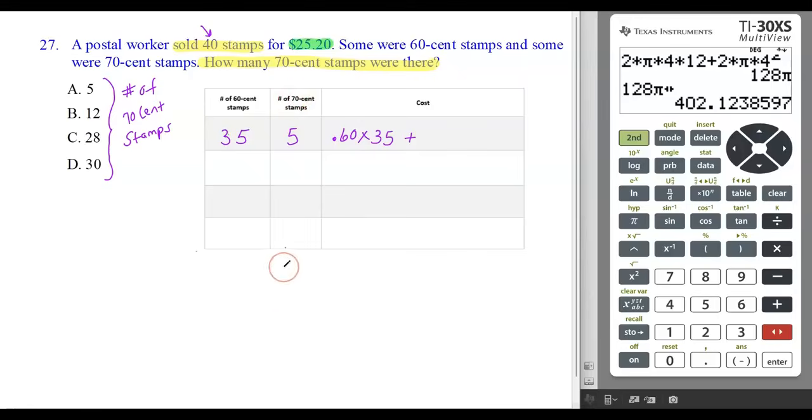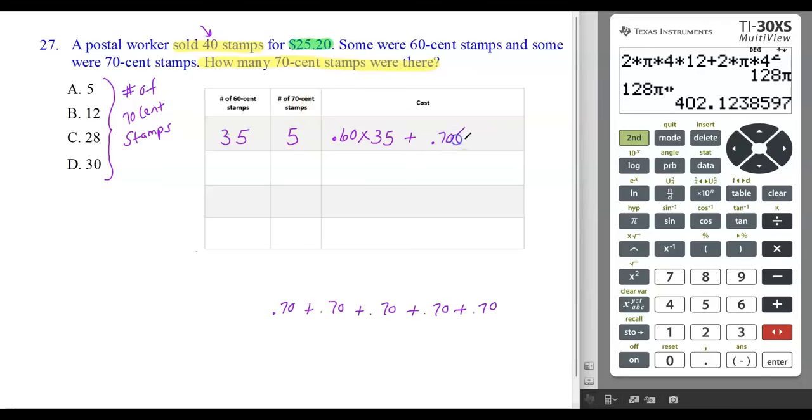Another way to look at this is we have 5 70-cent stamps. I mean, think about it. You would go 70 cents plus 70 cents plus 70 cents plus 70 cents 5 times. Well, I don't like to do repeated addition. This just means 70 cents times 5 right here. So that's what I'm going to do. I'm going to take the 70 cents times the number of stamps, 5.